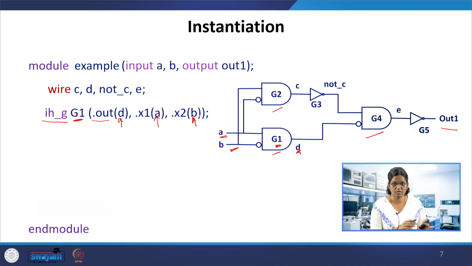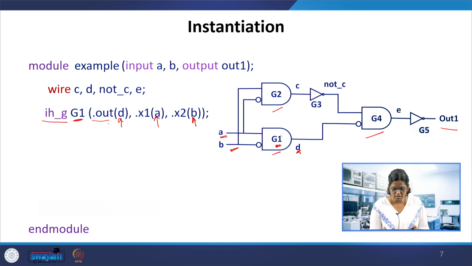So we are instantiating that inhibit gate here, the first one. You may wonder why I put it in the order out1, x1 and x2. It need not be. You can put it in any order in this case. It doesn't matter as long as you are correctly matching the port name. So dot out is D only. It should not be dot out is A or dot out is B. Unless we match those port names, the order doesn't matter. Since it is similar to the built-in gates, I have put it in this order, but you can interchange it as well.